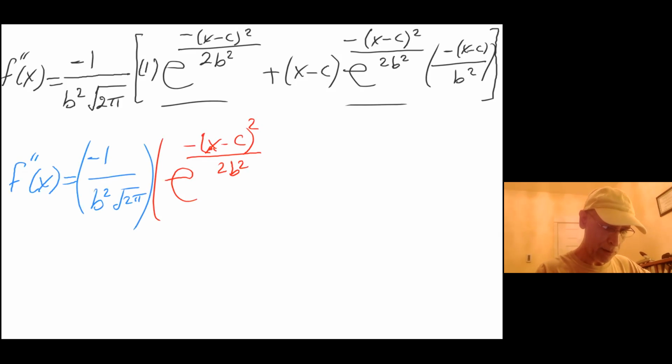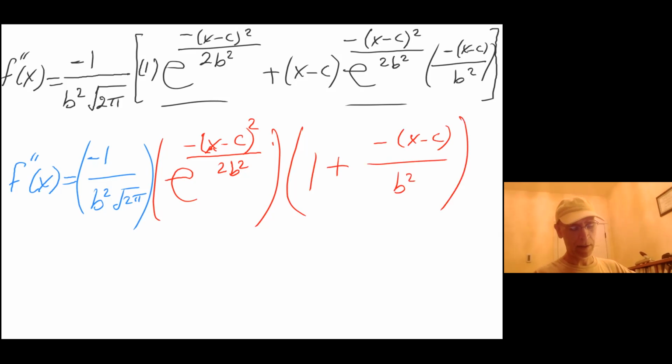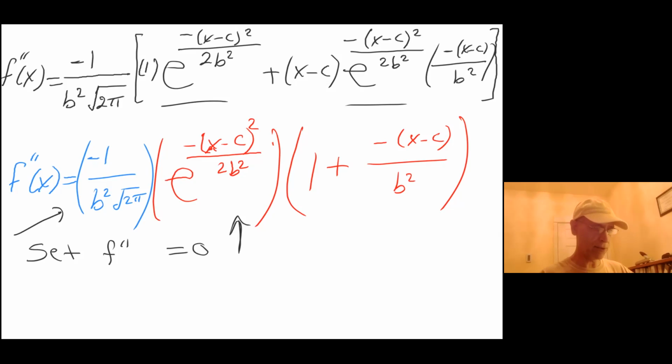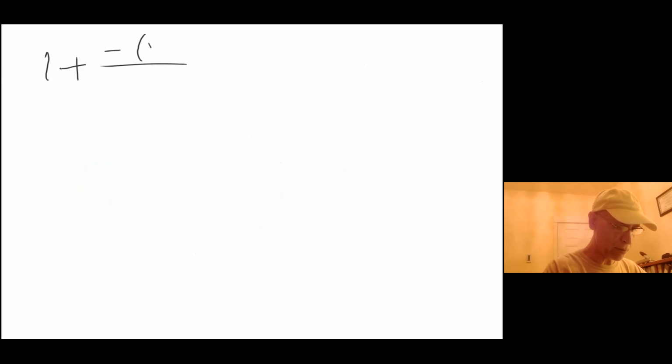And then I'm going to have 1 plus minus (x minus c) squared over b squared. Now I'm going to set f double prime equal to 0. The first part produces no real answer. The second part produces no real answer. There's no way you can make e to any power equal 0. So the third part is my only chance. I'm going to go to the next page, and I'm going to have 1 plus minus (x minus c) quantity squared over b squared equals 0.